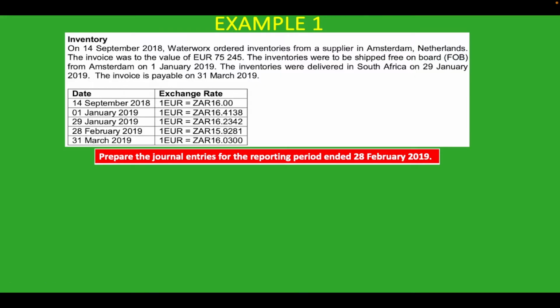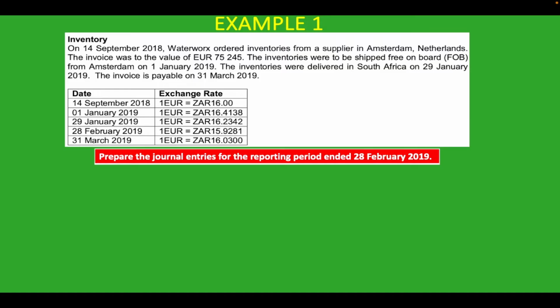So it means that the risk and rewards of the inventories passed to us at that point in time, meaning that the moment that the supplier puts this inventory into the ship, their responsibility is done. Now the risk and the rewards pass to us, meaning that if the inventory gets lost while en route to South Africa, we will bear the responsibility and not the supplier. So the supplier's responsibility ends when the goods are loaded onto the ship. That's what free on board shipping point, or free on board from the supplier's location, means. The supplier will just put it on the ship from their location and the responsibility passes on to us.